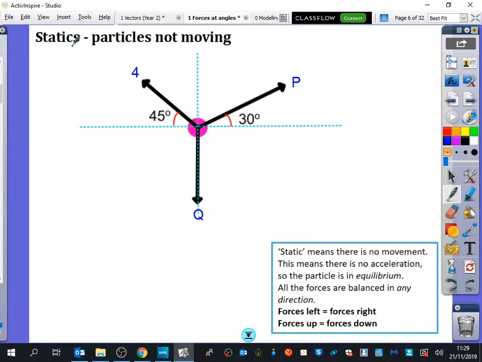So I've written here, static means there is no movement. This means there is no acceleration, so the particle is in equilibrium. All the forces are balanced in any direction. Forces left equal forces right, forces up equal forces down. Although we do left and right and up and down, if you really wanted to, you could find out the forces in this direction and the forces in this direction, and they would also be equal to each other. In any direction, if something is not moving, the forces are equal. But the easiest thing to do is to do left and right and up and down.